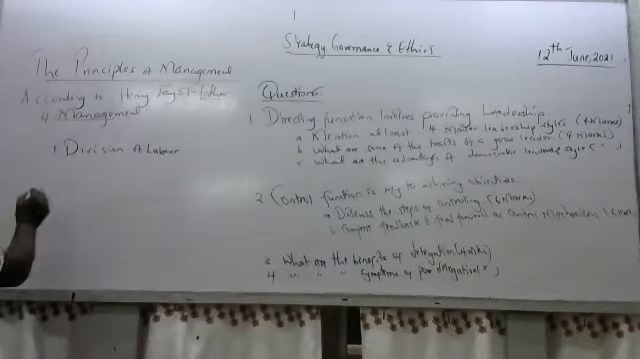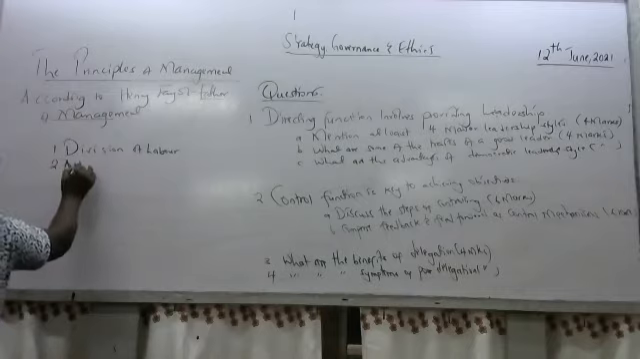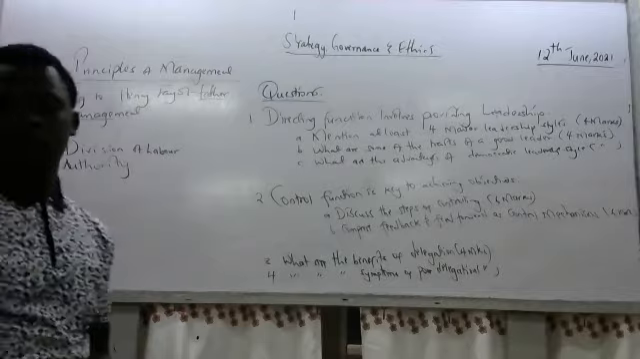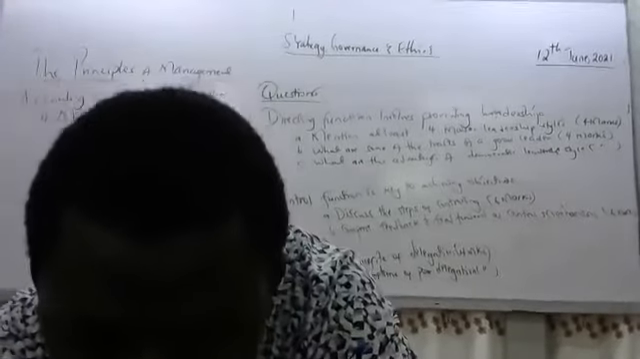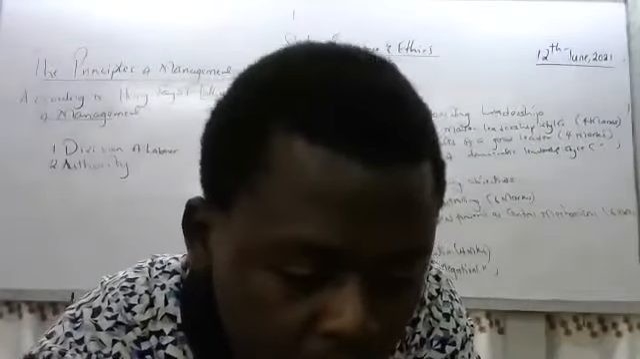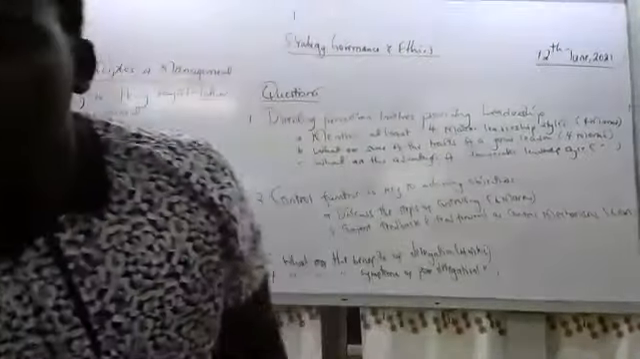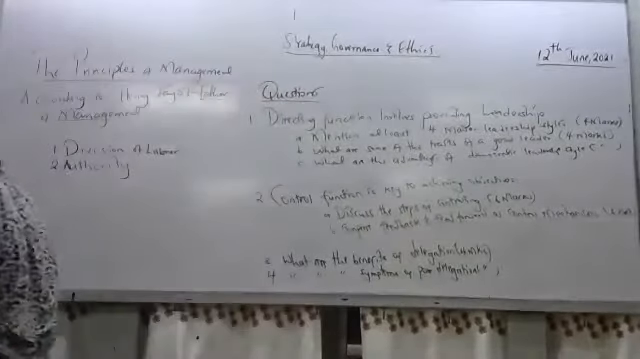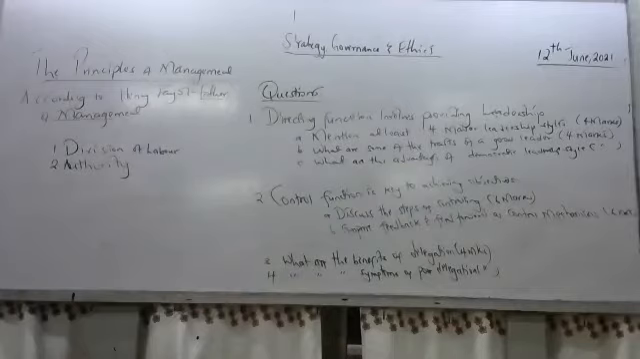Number 2, authority. There must be authority. Because if there is no authority, no one can tell you anything. Someone tells you something and you say, I won't do it, I'll do what I'm doing. Yes, there must be authority.